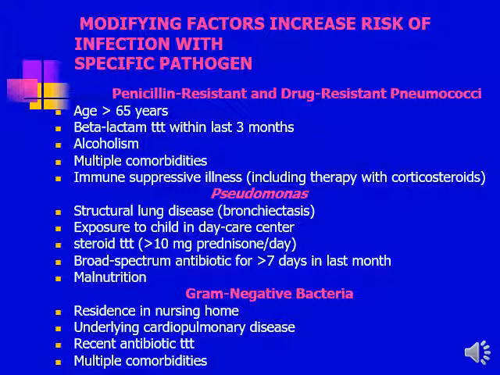How can we predict whether the patient has Pseudomonas or not? If the patient has underlying bronchiectasis, exposure in a daycare center, steroid treatment or broad-spectrum antibiotic use, or malnutrition, then this patient has modifying factors for Pseudomonas, which means he is much more likely to have Pseudomonas. So my treatment must include coverage for Pseudomonas if I have a patient with these criteria.